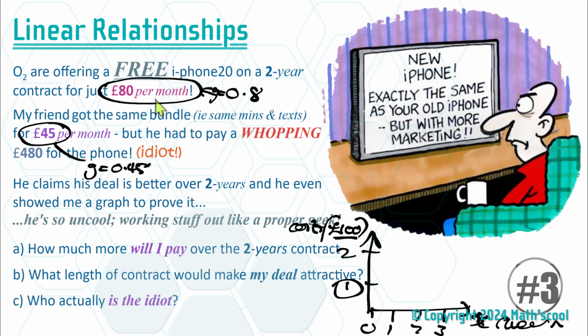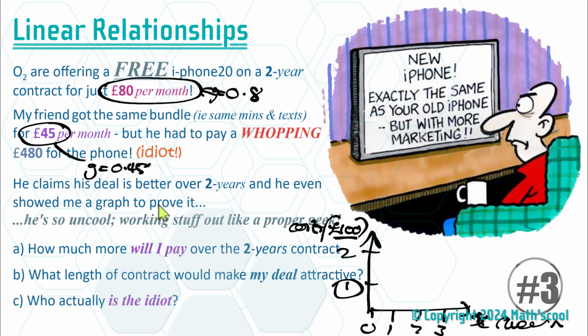And then the gradient, which is the cost per month, is 0.8. That's the variable cost, the cost per month. And my friend's one had to pay £480 for the phone, so that's his fixed cost. And then he pays only £45 per month, so draw a gradient of 0.45. He claims his deal is better over 2 years, and he even showed me a graph to prove it.